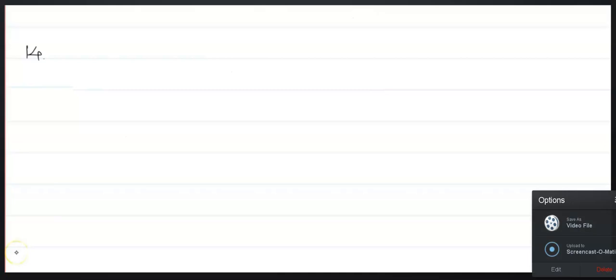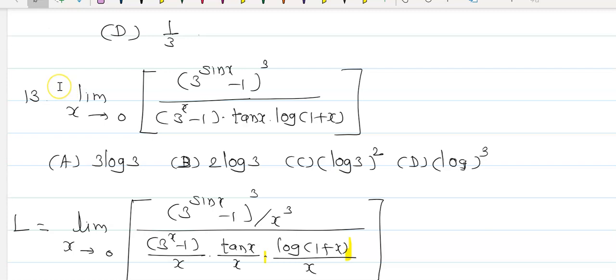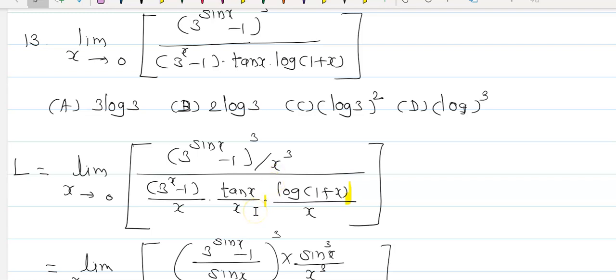Now see this again here. 13. Limit x tends to 0, (3 raised to sin x minus 1) bracket cube upon (3 raised to x minus 1) into tan of x into log of 1 plus x. Now divide numerator and denominator by x cube.